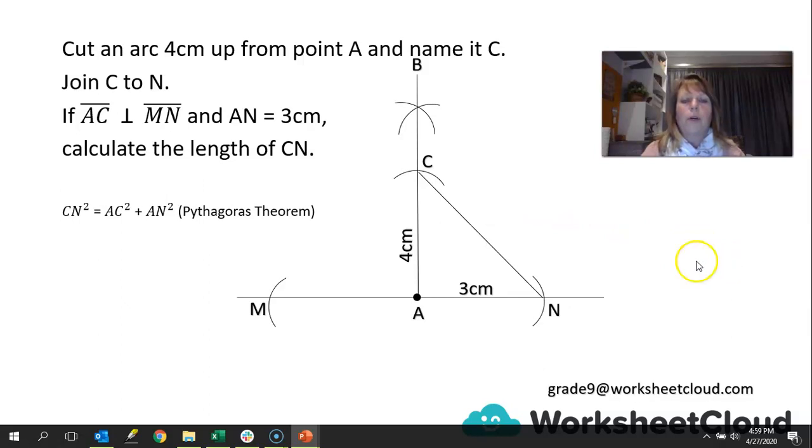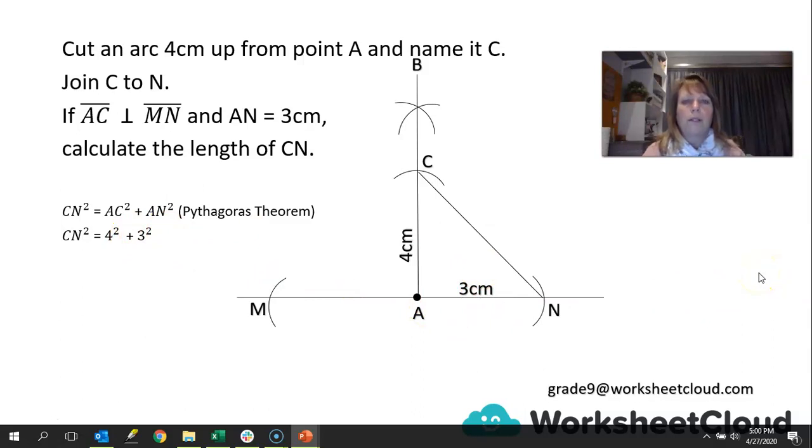Okay, so here we go. Remember the theorem states that the hypotenuse squared is equal to the sum of the other 2 sides each squared. So it's going to be CN squared is equal to AC squared plus AN squared. Okay, so that now you can substitute in. CN squared, we don't know, but we do know what CA is. It's 4, so it's 4 squared plus 3 squared. Okay, AN is 3, and we have to square it.